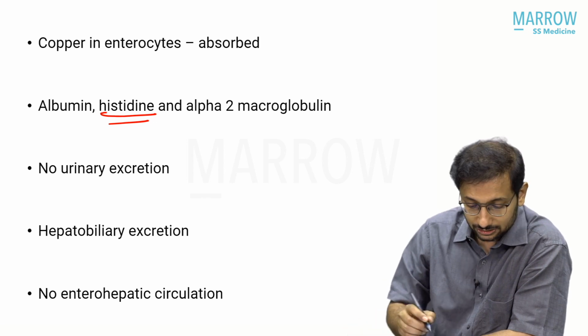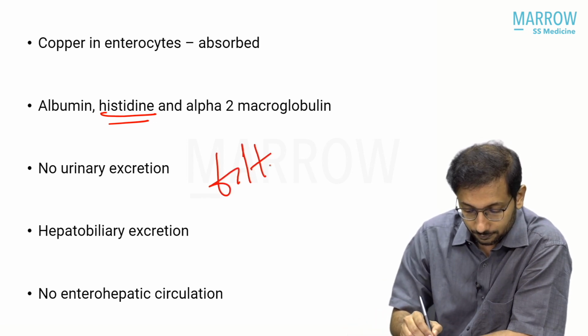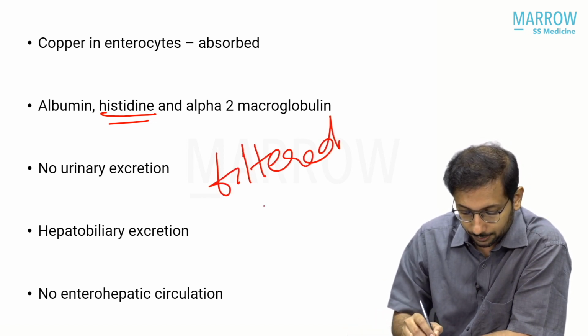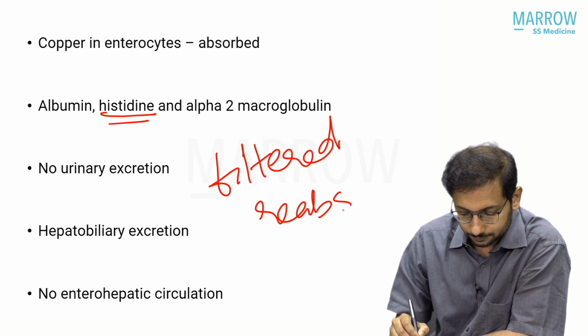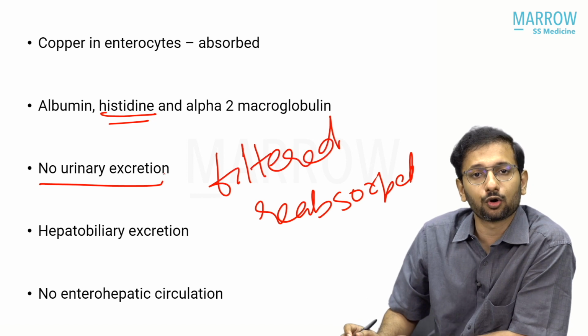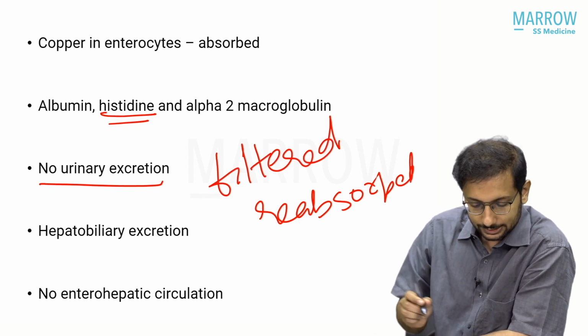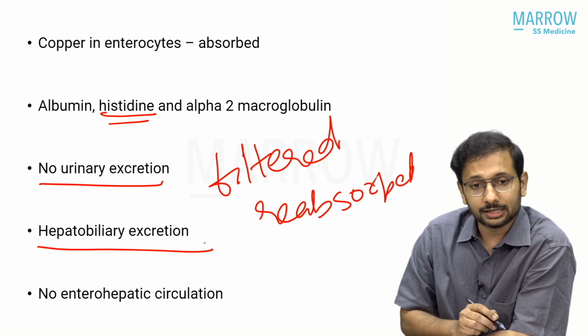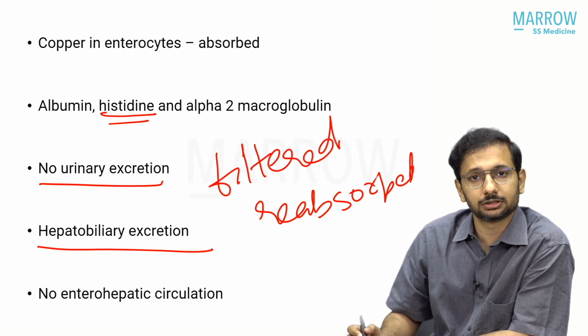In the kidney, it is filtered but completely reabsorbed, and there is no urinary excretion for normal copper. The entire excretion is hepatobiliary, and there is no enterohepatic circulation.